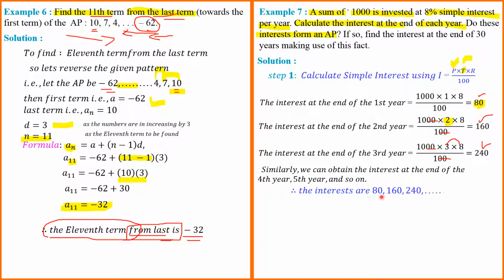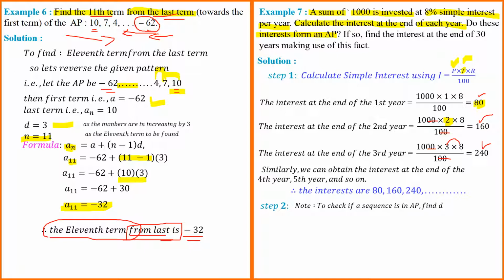Therefore the interests are 80, 160, 240 and so on. Till here we found it. Calculate the interest. Do these interests form an AP? We need to check if these interests form an AP. Yes, it's 80, then another 80 is added to get 160, another 80 is added to get 240, another 80 will be added to get 320. So yes, it is in AP, but we cannot just tell them orally in our examination, so we will note it down.